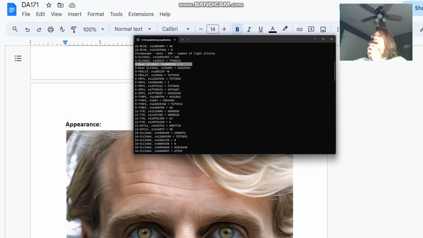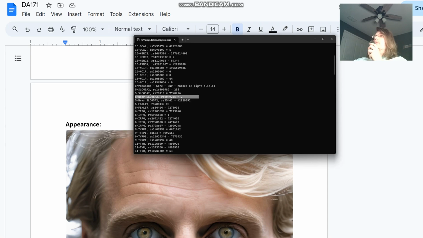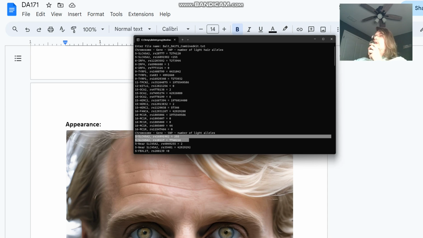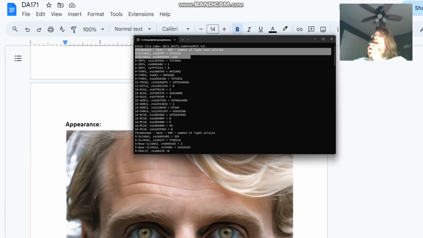By that time, pretty much every Northeast European had two derived variants in here, but we don't really know that for sure because these two are not genotyped. This is also not genotyped, and the IRF4 hunter-gatherer variation is also not genotyped.